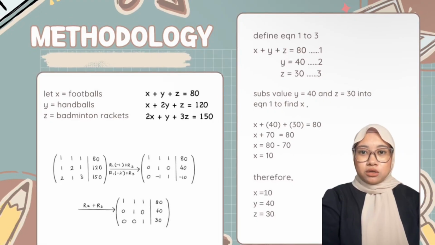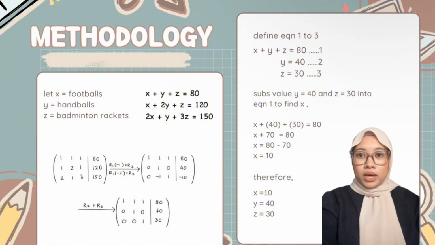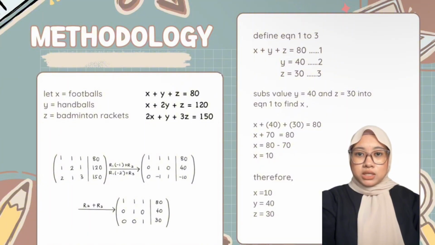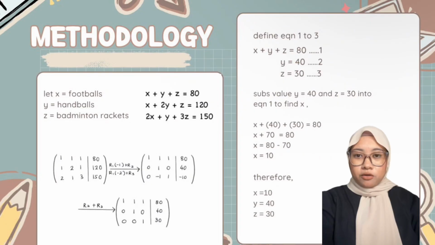Now we're going to solve this using the Gaussian elimination method. First, let X represent a football, Y represent a handball, and Z represent a badminton racket. The data collected can be presented by the following system of equations, which is X plus Y plus Z equal to 80, X plus 2Y plus Z equal to 120, and 2X plus Y plus 3Z equal to 150. To solve the system using the augmented matrix method, the equations are first written in matrix form. The left-hand side is the coefficients of the variables, while the right-hand side is the answer of each equation.